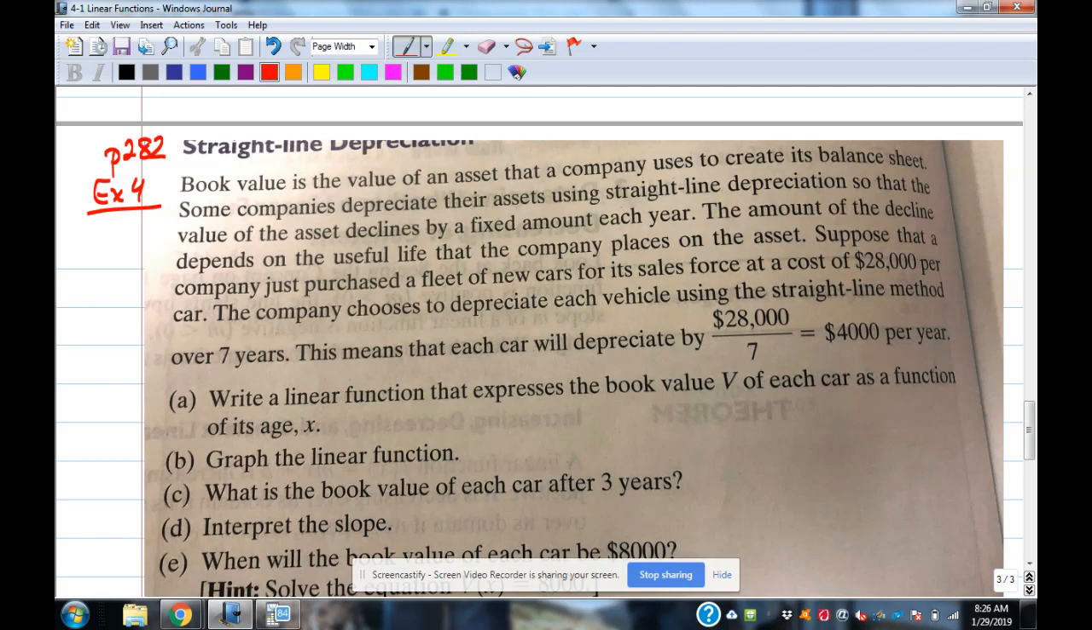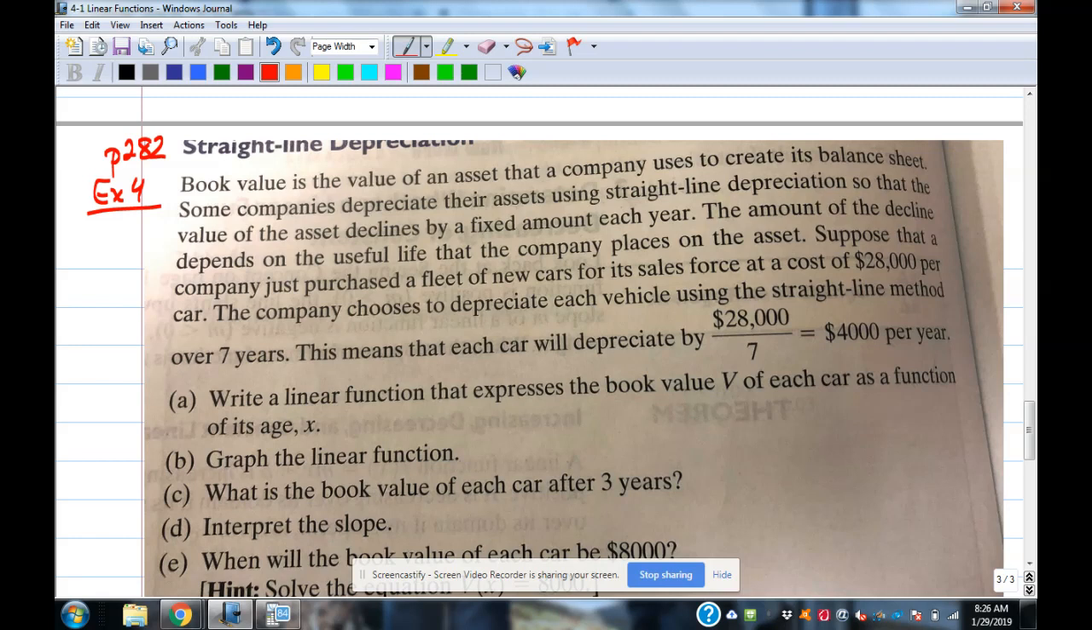Some companies depreciate their assets using straight line depreciation, so that the value of the asset declines by a fixed amount each year. The amount of the decline depends on the useful life that the company places on whatever asset that is. So if your company has cars that they give their salespeople, they may depreciate those over a straight line depreciation. They pay $30,000 for the car, and then they depreciate it by $3,000 each year or something like that. They have a set amount that they do that with all of their fleet of cars.